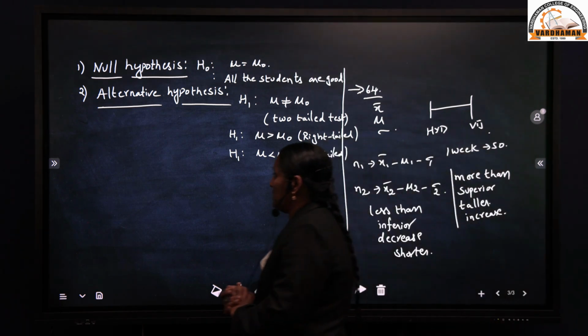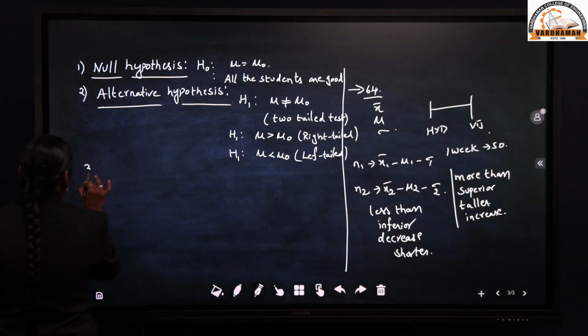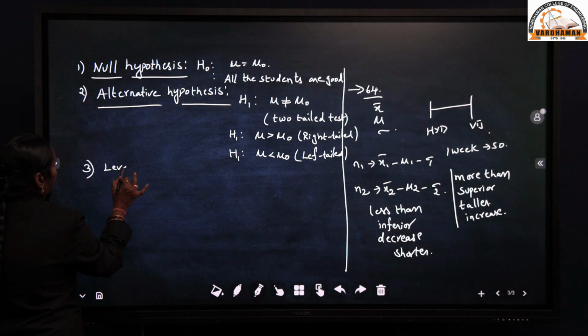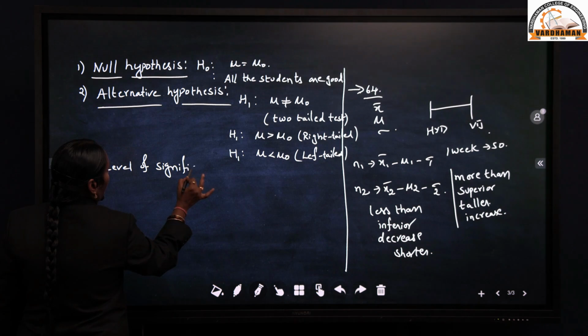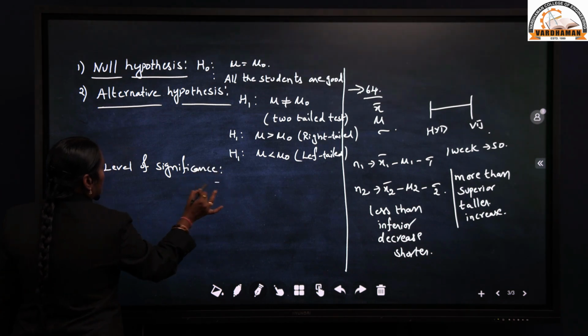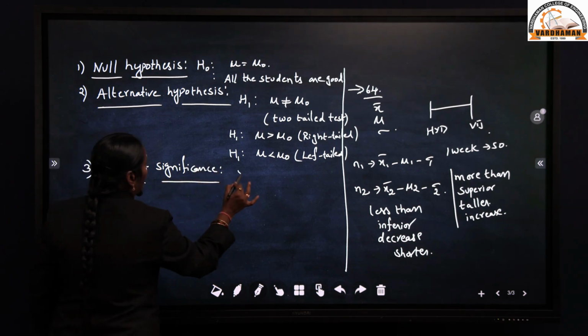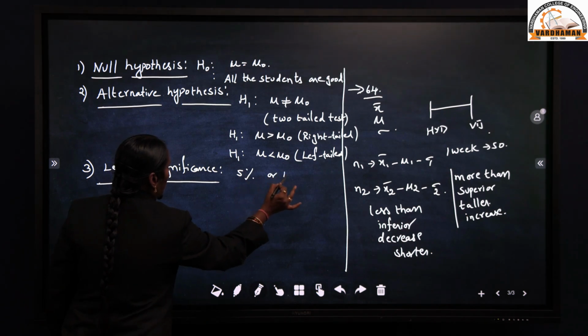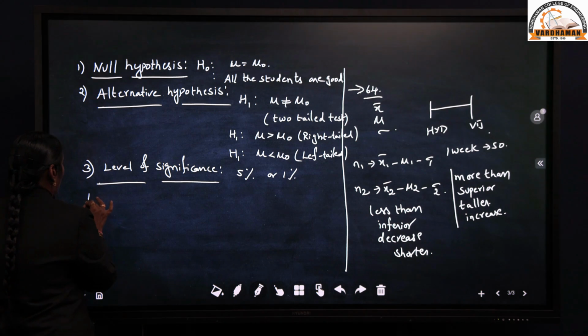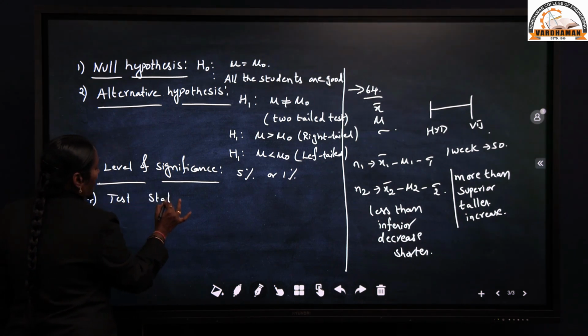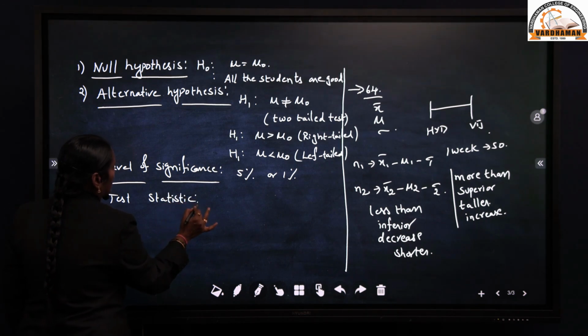Now let us see the third step, the level of significance. We are going to choose it as either 5% level of significance or 1% level of significance. And the fourth step is the test statistic.